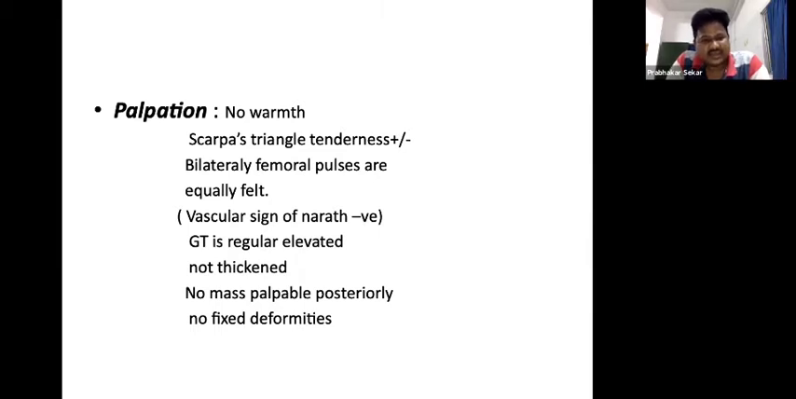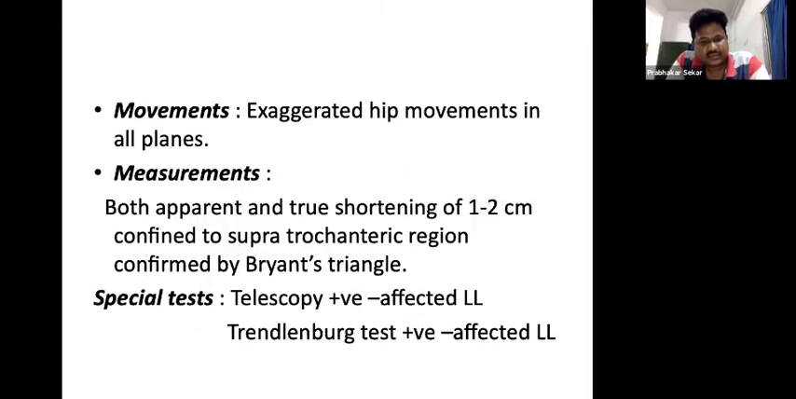And you have to see the GT, whether it's regular or elevated. That is how far shortening of the limb is assessed, by the elevation of the GT. Movements: all the hip movements are exaggerated. By definition, non-union is painless, abnormal, mobile movements, exaggerated movements in any two planes, and clinically we call it non-union.